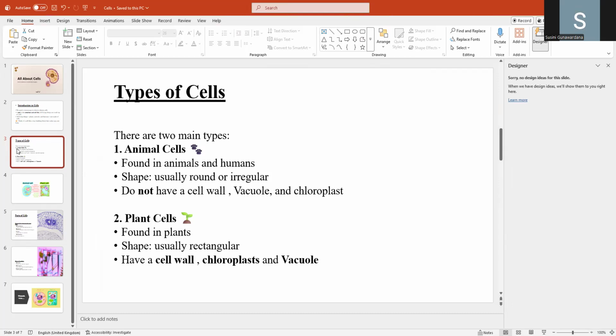When we compare animal cells and plant cells, basically there are a few differences. Animal cells can only be found in animals and are round or irregular. They do not have a cell wall, vacuole, and chloroplast. Plant cells are only found in plants. The shape is rectangular. Basically, they have a cell wall, chloroplast, and vacuole. These three structures cannot be seen in animal cells.